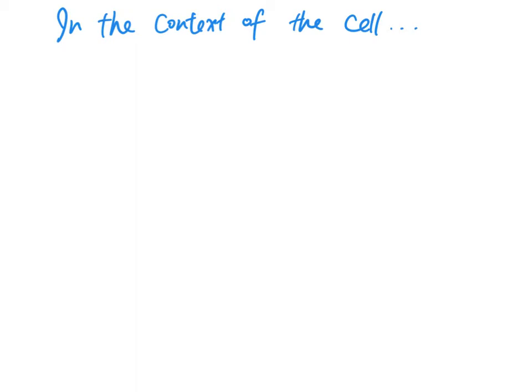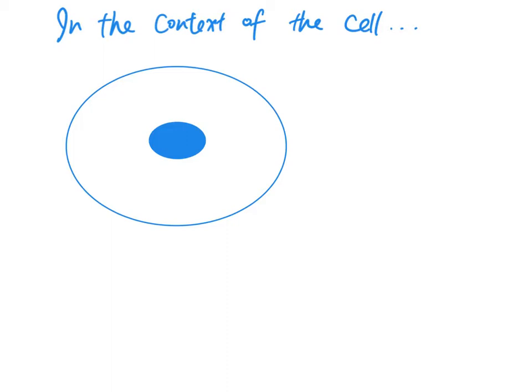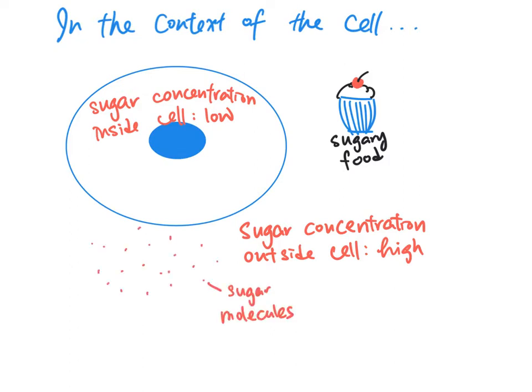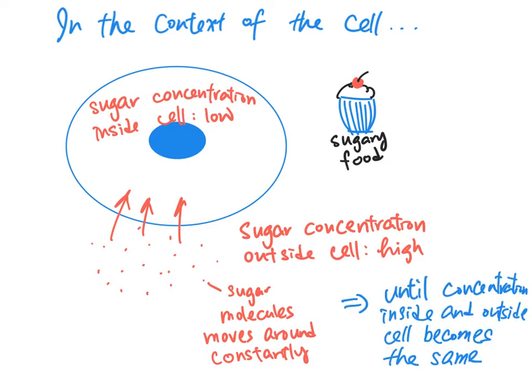Now let's think about this phenomenon in the context of the cell. Here is your cell, and assuming that you've consumed just a sugary dessert, after digestion and absorption, the amount of sugar, or the sugar concentration, outside the cell will be higher than that inside the cell. Now, because the sugar molecules outside of the cell are constantly moving, eventually they will go from a high concentration region to a low concentration region. So that is from outside of the cell into the inside of the cell, until the concentration inside and outside the cell becomes the same.